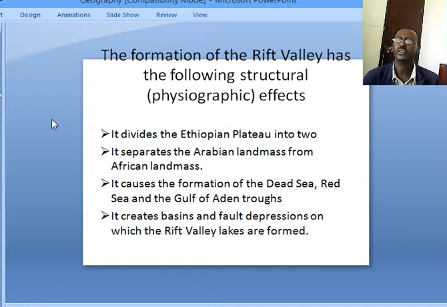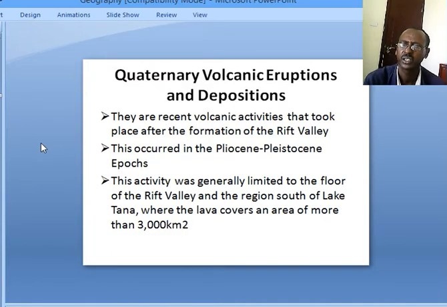The formation of the Rift Valley has the following structural or physiographic effects. One, it divides the Ethiopian plateau into two. It separates the Arabian landmass from the African landmass. It causes the formation of the Dead Sea, Red Sea, and the Gulf of Aden troughs. It creates basins and fault depressions on which the Rift Valley lakes are formed. We do have so many Rift Valley lakes within the Ethiopian Rift Valley.